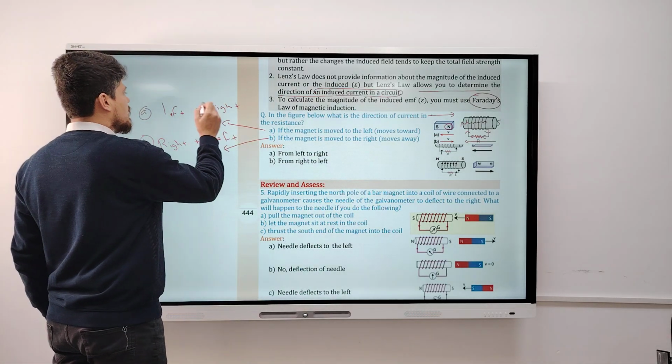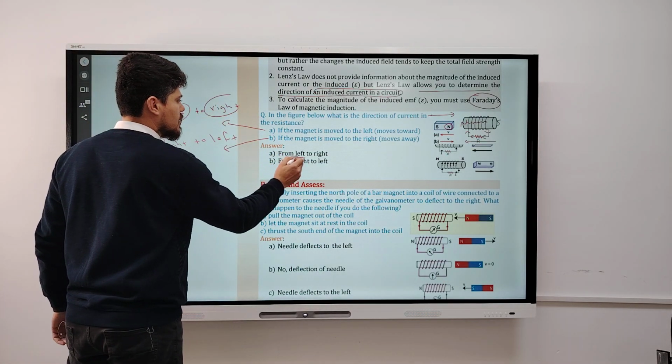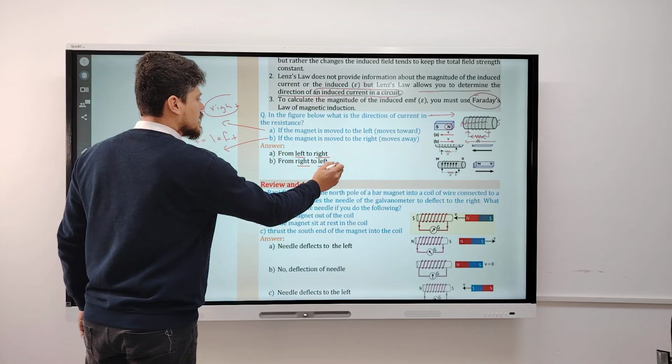Branch A, from left to right, and branch B, from right to left.